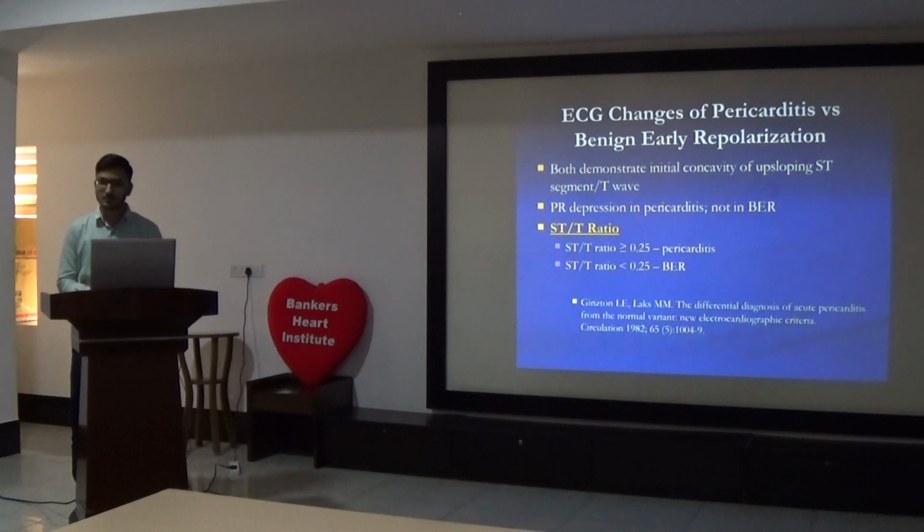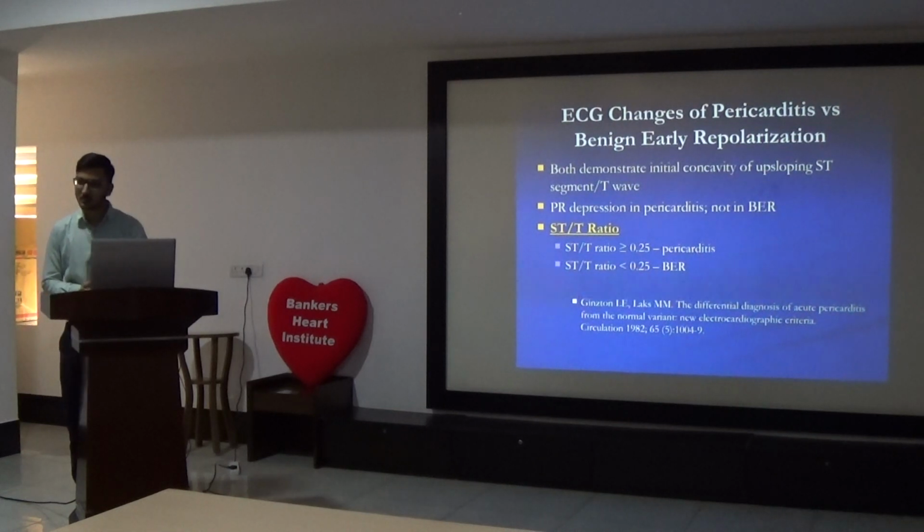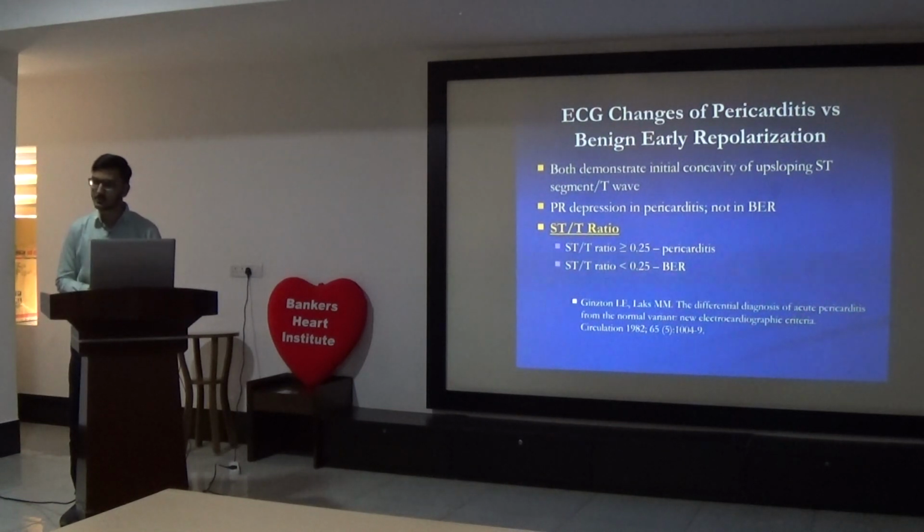This early repolarization is also seen in limb leads. Yes, sir. Mostly in the anterior chest leads, but it can be seen in the limb leads. If it is seen in the limb leads, in which leads is it commonly seen? Leads 2, 3, inferior. Except lead 1. 2, 3, aVF is common.